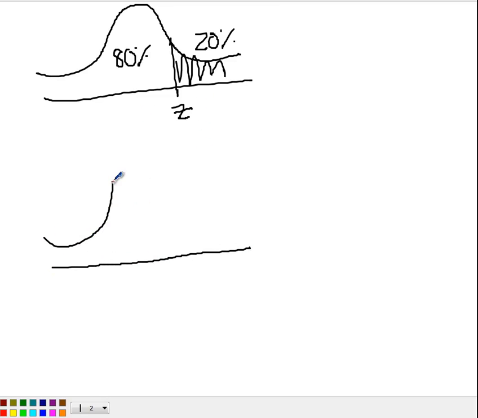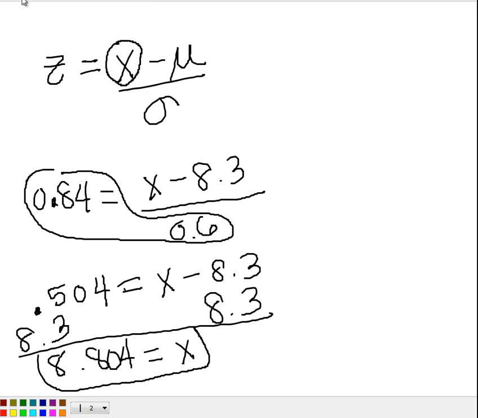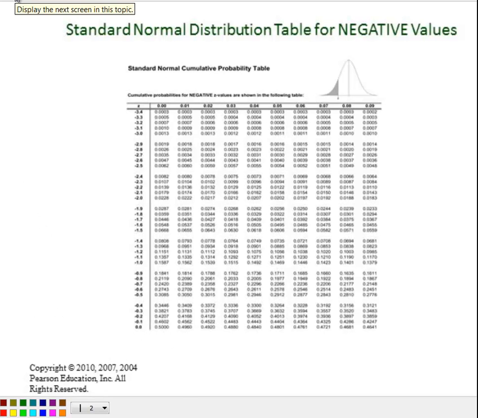So now remember your book gives you the area to the left. In the standard normal distribution table, it gives you the area to the left of the z-value. Well, we know that the area to the left in this problem is 0.80. So we need to figure out the z-value that corresponds to that. So I'm going to pull up the normal distribution table. This is it right here.